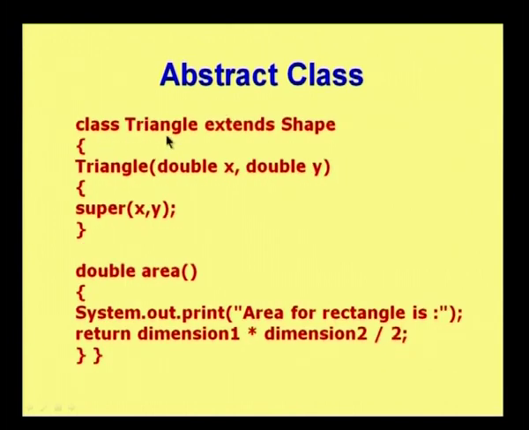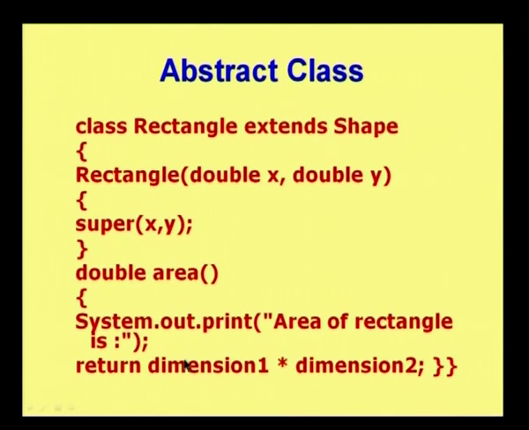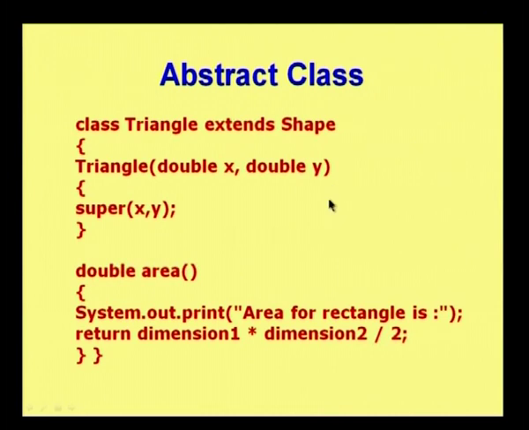Here I have a class called triangle which extends the shape. Triangle has two double values as parameters, and again I call the base class constructor. Now I declare this method. You can see here it returns dimension 1 into dimension 2 divided by 2. It means that you have two different implementations, one for your rectangle and the other for your triangle.